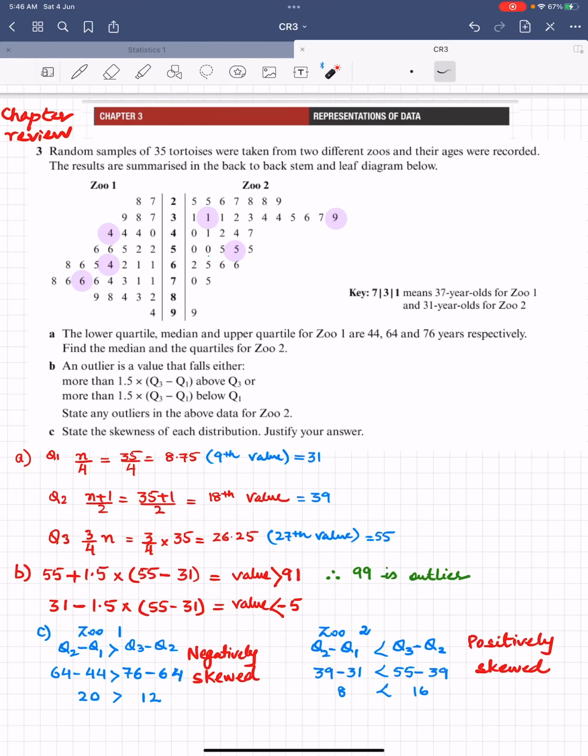Chapter Review 3, Question number 3. Random samples of 35 tortoises were taken from 2 different zoos and their ages were recorded. The results are summarized in the back-to-back stem and leaf diagram below.